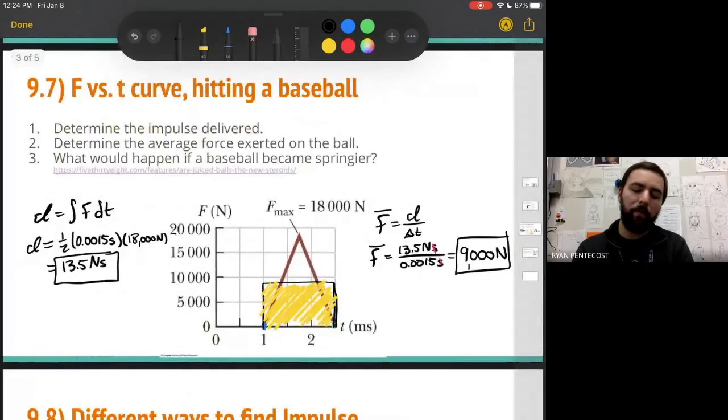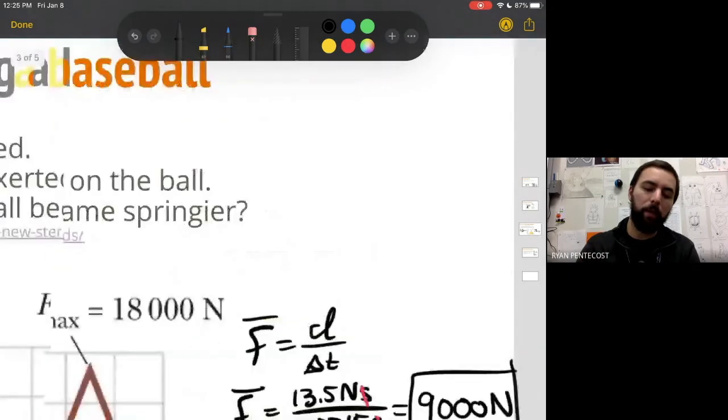Then what would happen if a baseball became springier? This was actually something that happened in Major League Baseball. They started calling them juiced balls, the new steroids, where the baseball was called juiced because it was actually springier. I think they changed the manufacturing of the baseball. And since it was springier, it had more time in impact, right?